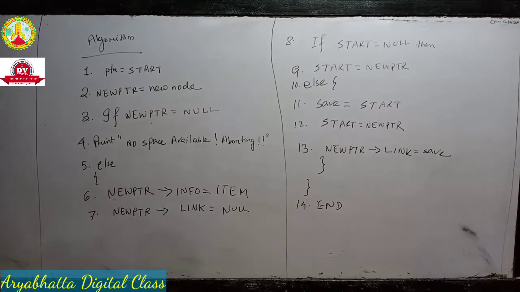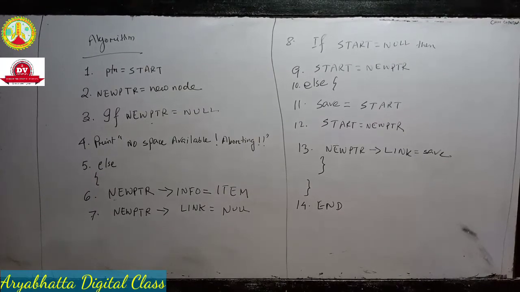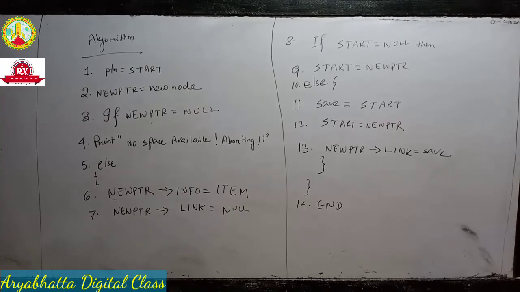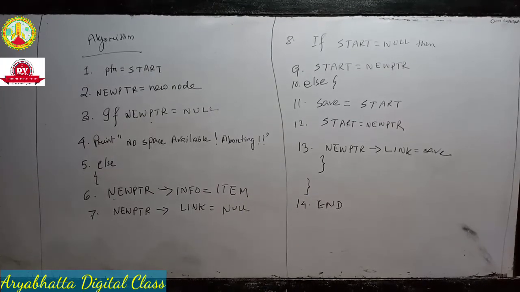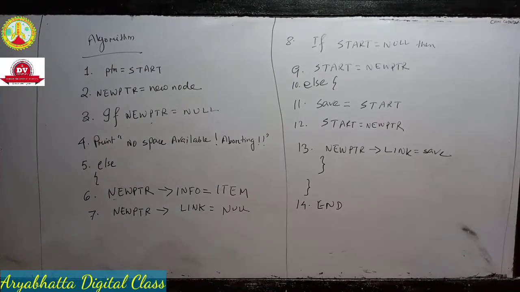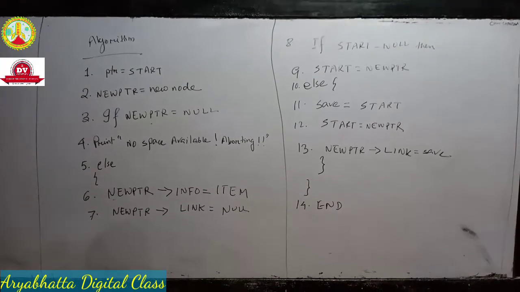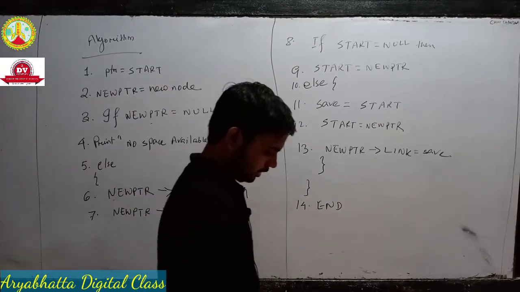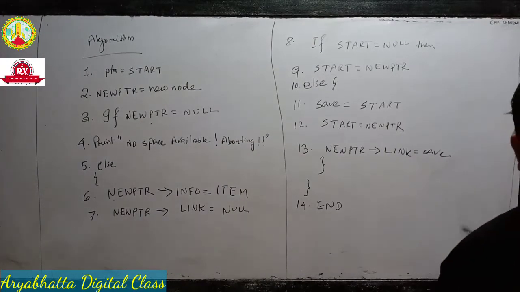So first of all, we assume the start pointer as ptr, right? A new node will be new ptr. If new ptr is equal to null, no space available, aborting, else new ptr info is item and link is null. Okay, I teach you step by step. You just see from the first point.